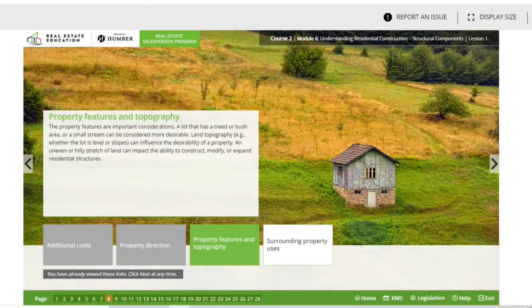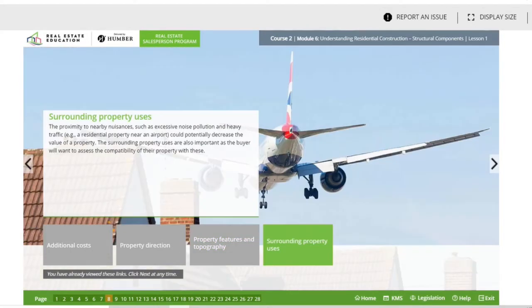Property features are important considerations. A lot that has a treed or bush area or a small stream can be considered more desirable. Surrounding noise: the surrounding property uses and the proximity of nearby nuisances such as excessive noise, heavy traffic, or property near an airport could potentially decrease the value of a property.